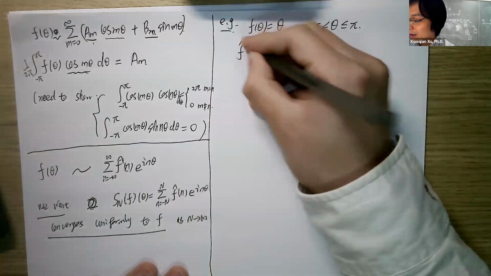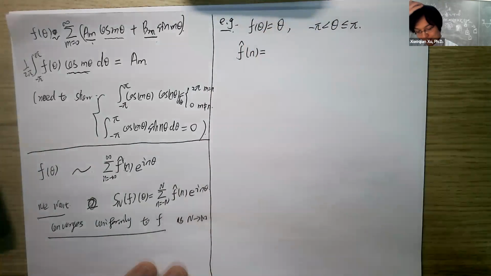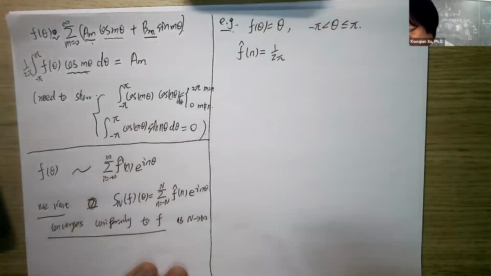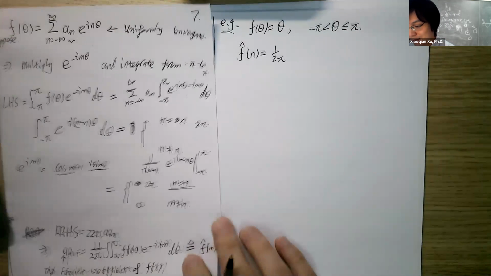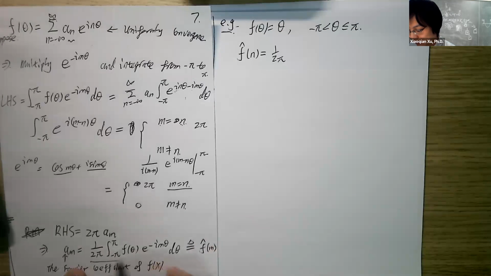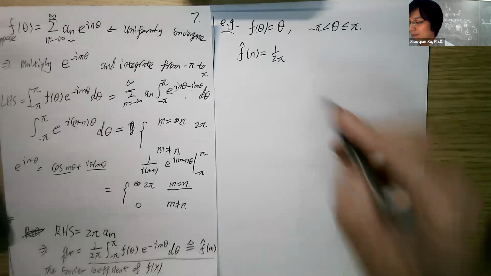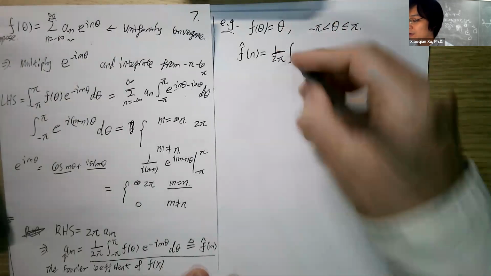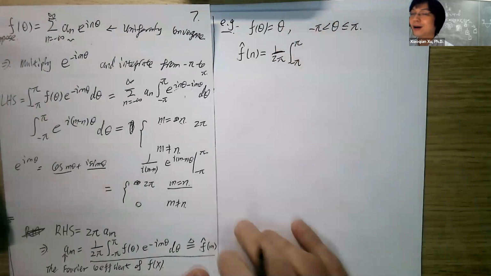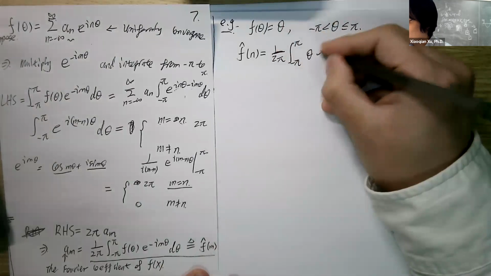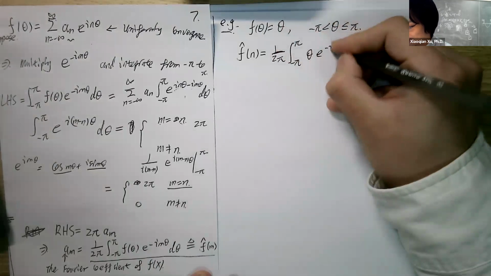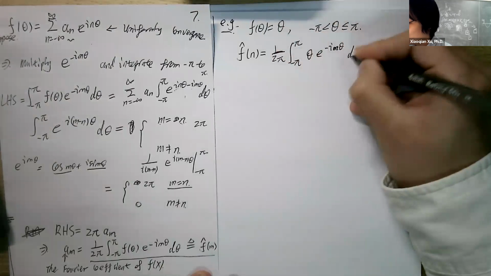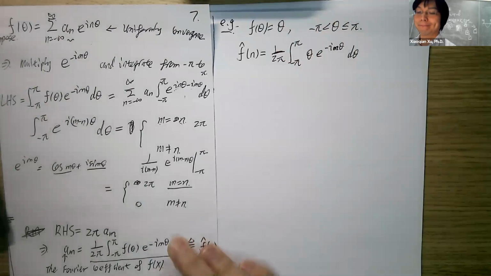We know that f hat n is equal to what? Where is our definition? This is our definition of Fourier coefficient. It is equal to 1 over 2 pi, integral from minus pi to pi of theta e to the minus i n theta d theta.